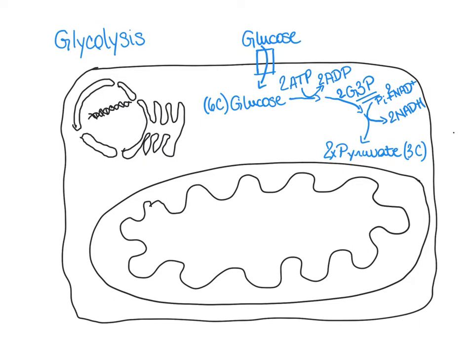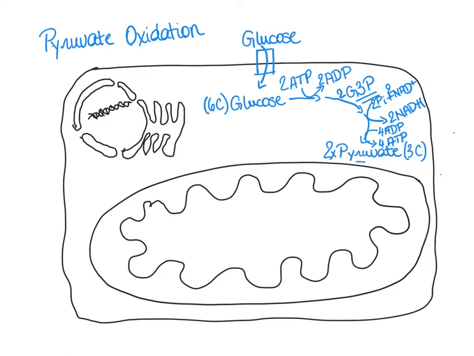And then finally, right before the last step, we get some ATP energy back out. So 4 molecules of ADP pick up the 4 phosphates that were added previously to make 4 molecules of ATP, along with the 2 molecules of pyruvate. All of this takes place in the cytoplasm.